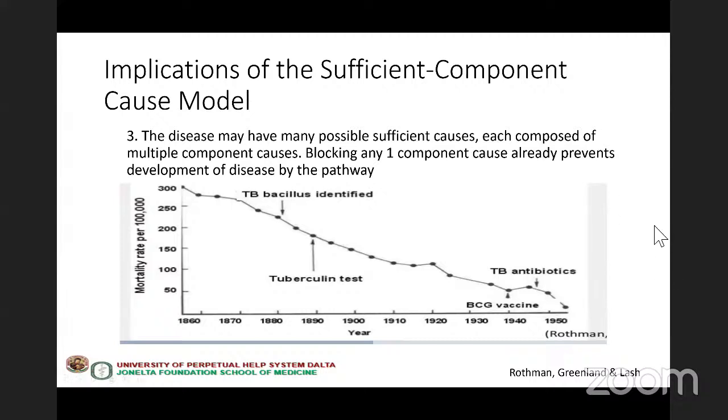So for example, you have your TB bacillus identified. Then you have your tuberculin test. So there are a lot of blocks. You could block here, or with your BCG vaccine, or your TB antibiotics. So there are ways that you could block it using antibiotics, or you could block complications using your BCG vaccine.